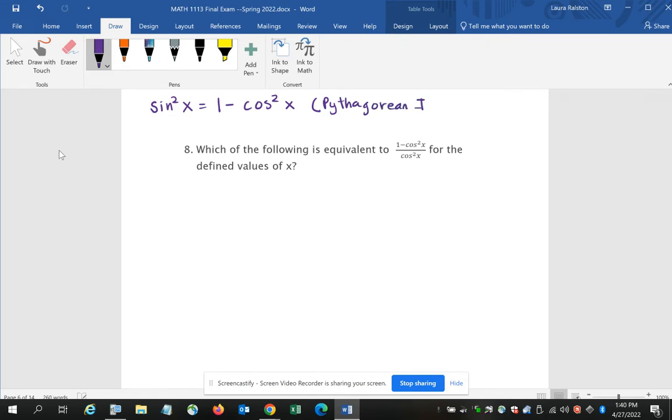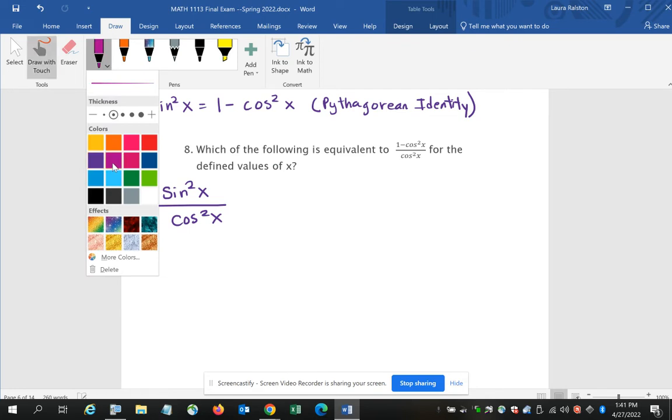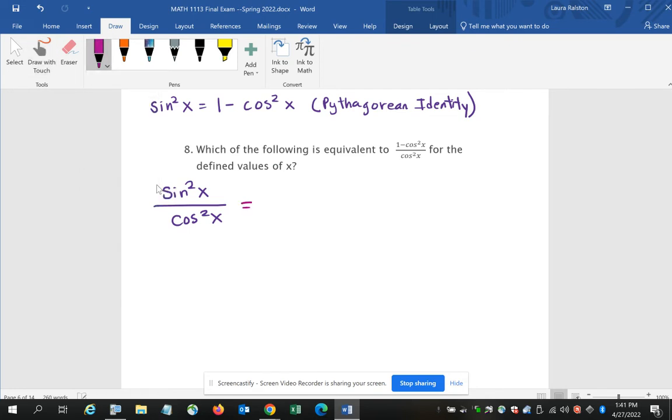That may not jump out at you as quickly, but remember, we oftentimes want to take something that's being added together or subtracted and rewrite it in terms of a single function. So I can replace the numerator with sine squared, so I have sine squared x over cosine squared x. Then if I apply the quotient identity, I know that sine divided by cosine is tangent. So this would be tangent squared x. This would be my answer.